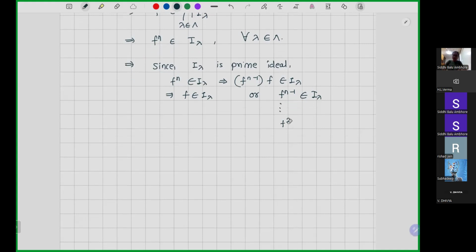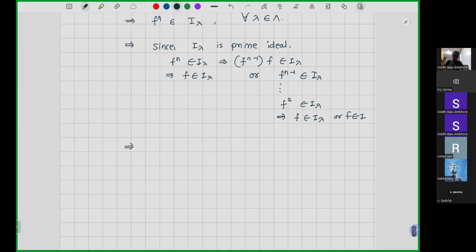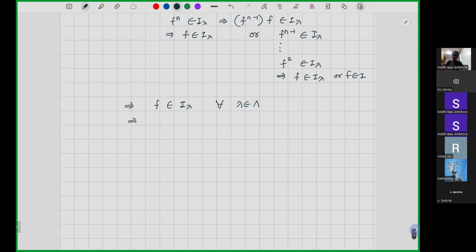And there will be a stage, after finitely many steps, where f square will belong to I lambda. And this will imply that f belongs to I lambda. And eventually we will get that f indeed belongs to I lambda. And this is true for every lambda in the index set capital lambda. So this implies that f belongs to I lambda for all lambda in capital lambda. So f belongs to this intersection of I lambda by the definition. So f belongs to I.